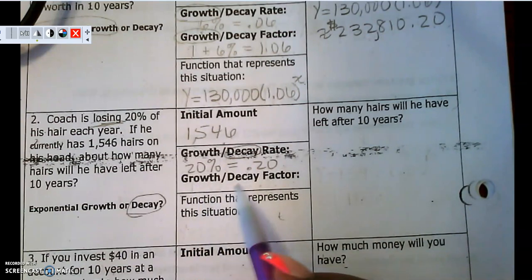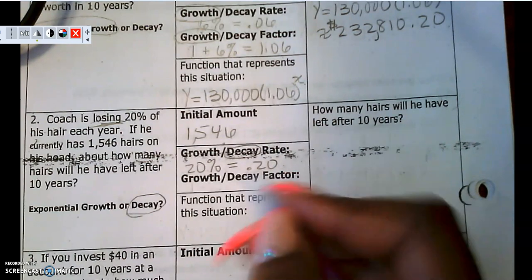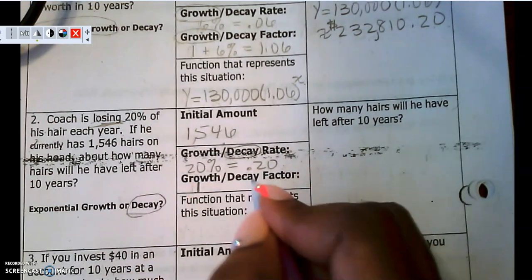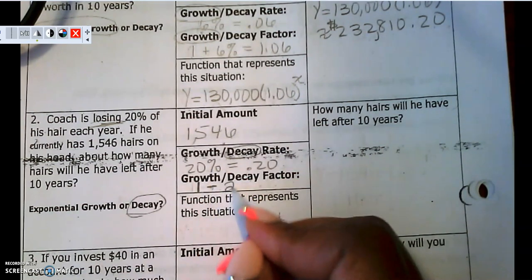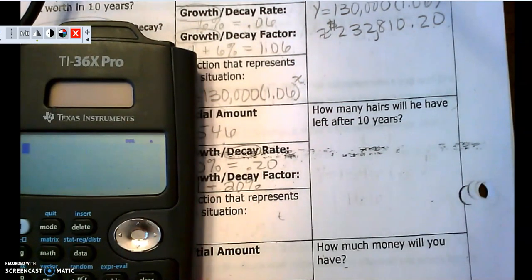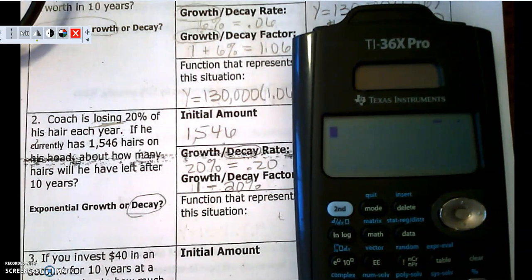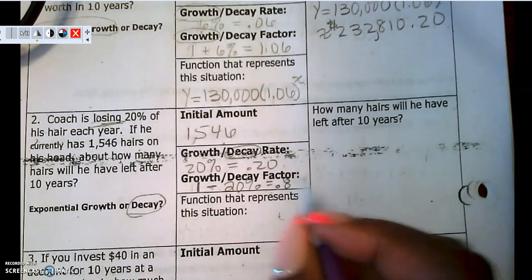And now we have to determine our decay factor. Remember, our decay factor is going to be 1 plus or minus r. Well, in this case, because we're dealing with a decay, it's going to be 1 minus r. Our rate was just 20%. So if I take 1 and subtract 20%, again, to get the percent sign, you hit second and the division sign, we end up getting 0.8 or 8/10. So our decay factor is 8/10.